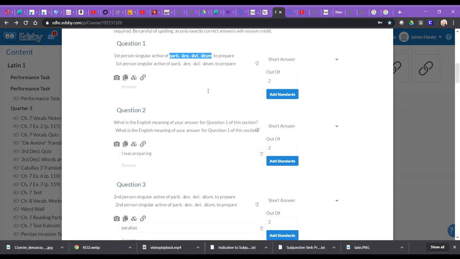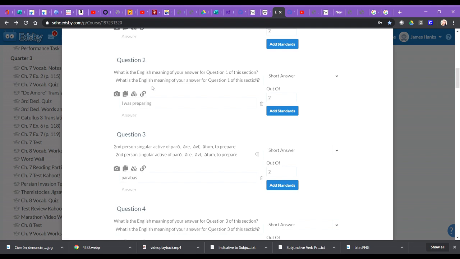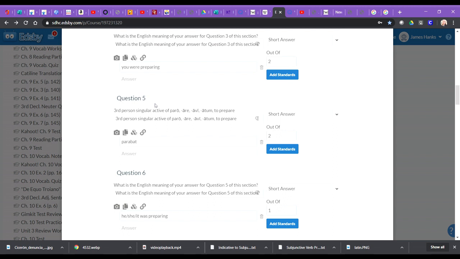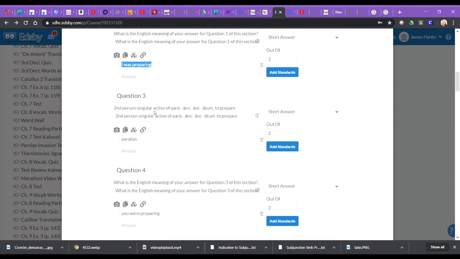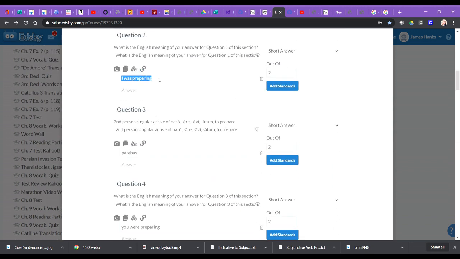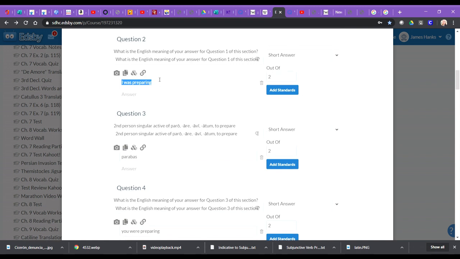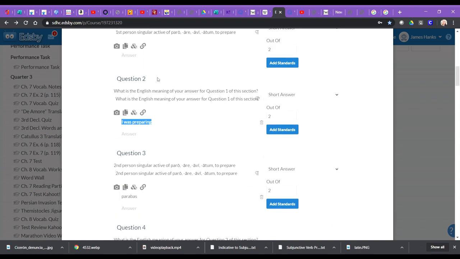So you type parabam for question 1. And then the next question is, what is the English meaning of your answer for question 1? You can't just say, what's the meaning of parabam, because it'd be giving the answer away. So you would type in, I was preparing. I'm not sure if it's case sensitive, but the way I'm going to set the answers up, everything will be lowercase except for the pronoun I will be uppercase.